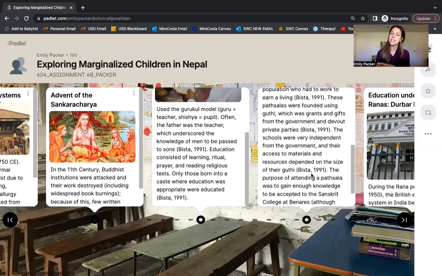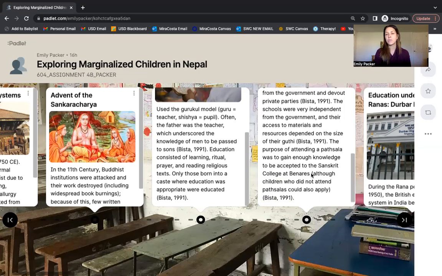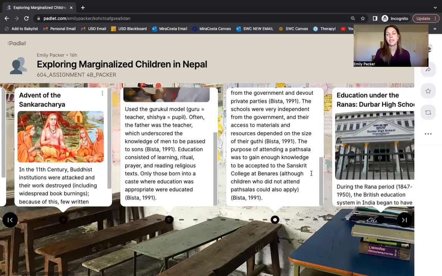They were very individualized, very localized. So this was not the beginning of a formal, organized federal education system. The reason somebody would go into these pathalas was to gain entrance into the Sanskrit college at Benares, and this was a requirement. Although other students could apply to this college, oftentimes those that were accepted had formal training in the pathalas.